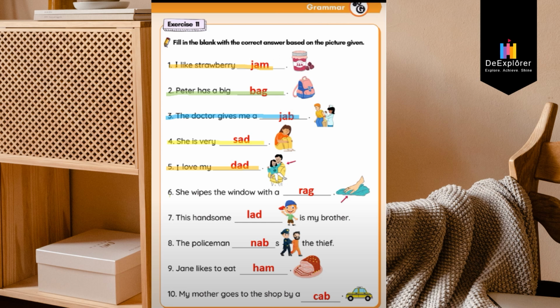Number 6. She wipes the window with a rag. Number 7. This handsome lad is my brother. Number 8, the policeman naps the thief. Number 9, Jane likes to eat ham. Number 10, my mother goes to the shop to buy a cap. Okay? So, this is for your exercise 11. Remember to read it once. Okay?